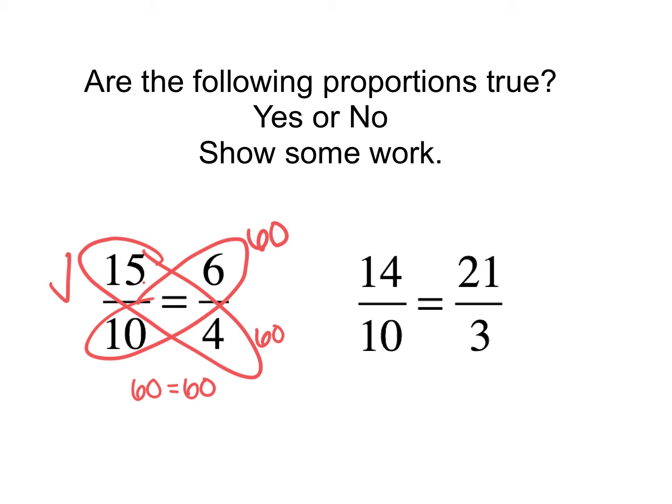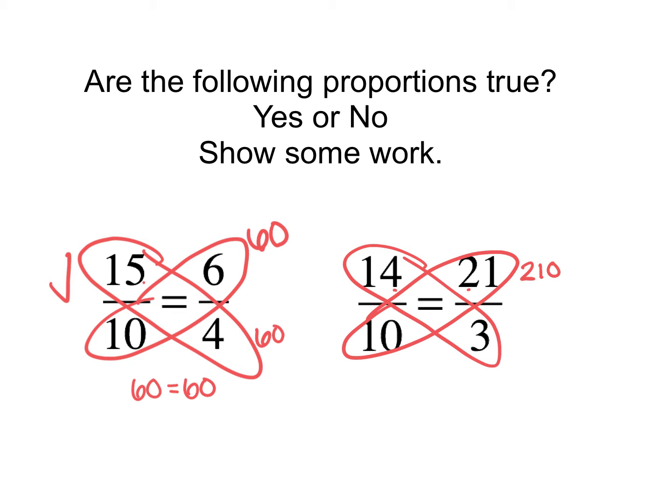We can do the same thing over here. Again, 14 doesn't go into 21 evenly, so a common multiplier doesn't work. But if I check these cross products, 10 times 21 is 210. 14 times 3, I might not know off the top of my head, but I do know that it's not going to equal 210. It's not going to come anywhere close. So these two ratios are not proportional because their cross products are not the same number. So that's, again, if I'm checking to see if they're proportional.